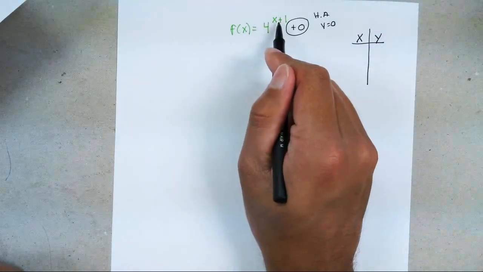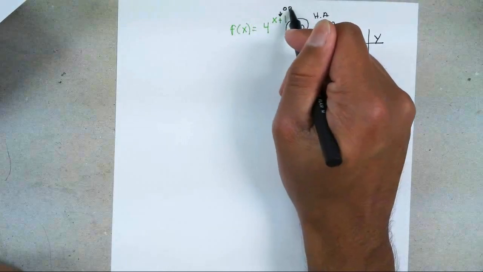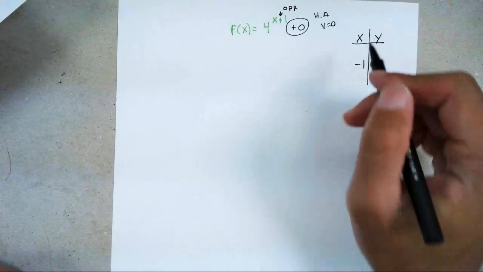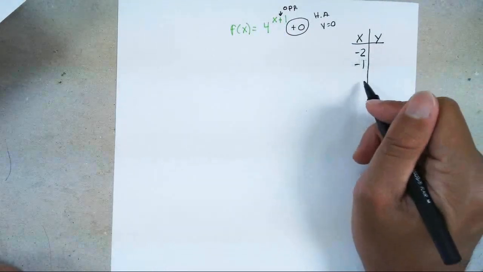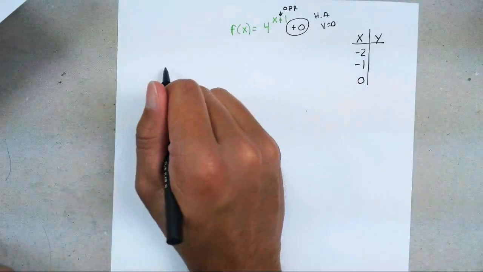Look at the number that's next to x in the exponent, +1. Pick the opposite of that. The opposite of +1 is -1, so you're going to put -1 in the middle. Pick a number greater than that, 0, and a number less than that, -2. Now plug these values into your x.